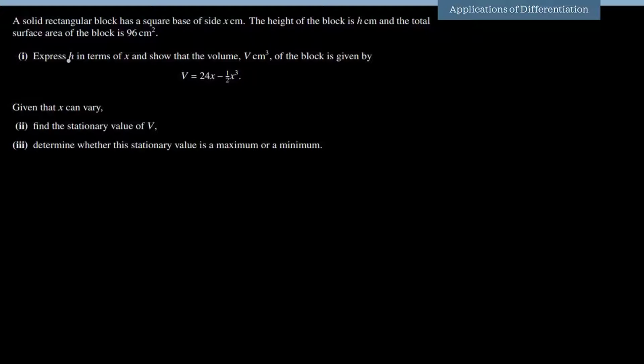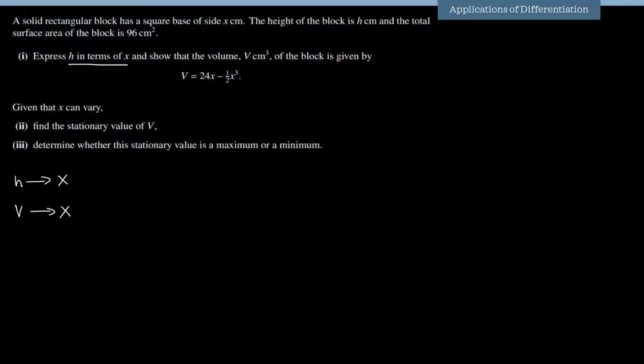So in the first part of the question, I need to express a relationship of h in terms of x. So I need to form an equation of h in terms of x. And then I need to show that the volume is given by this equation. So I need to form another equation of volume, which is in terms of x again. The data that is given to us is that a solid rectangular block has a square base of side x centimeters.